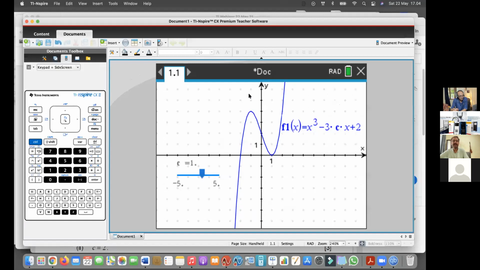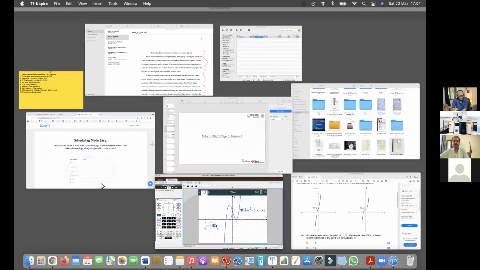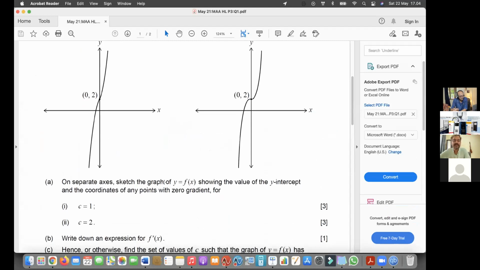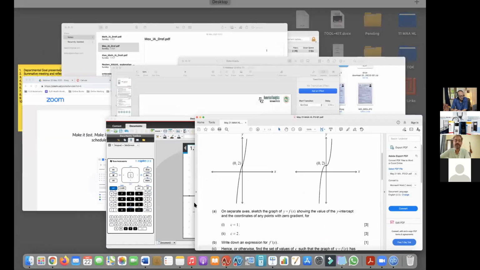So if you go back and look at your question, the question was, on separate axes, sketch the graph of y = f(x), showing the values of the y-intercept and the coordinates of any point with 0 gradient for c = 1 and c = 2.